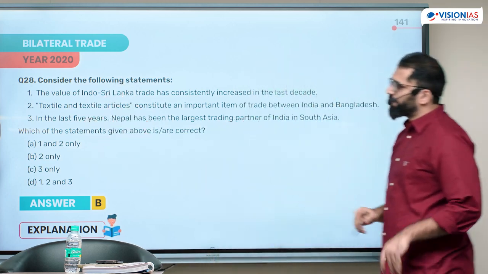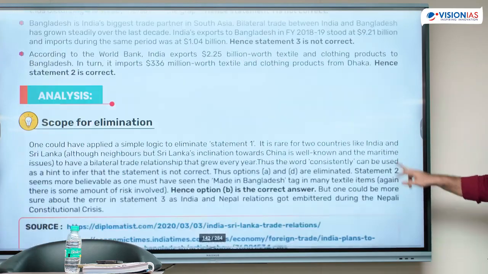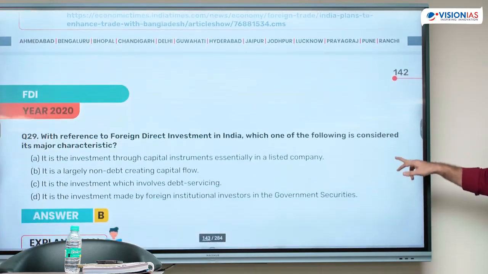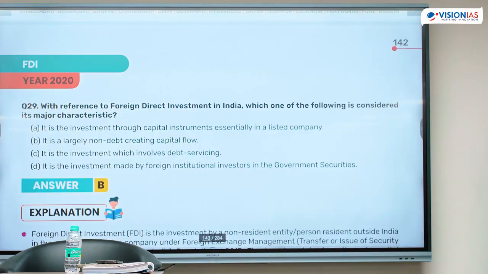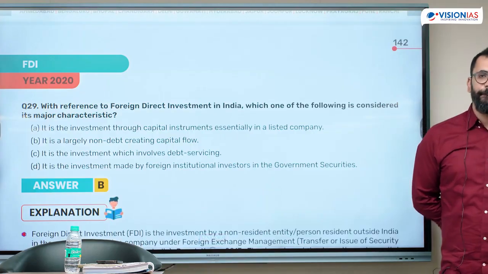The first statement was slightly difficult. Reading the newspaper would help, but it is still difficult. With reference to FDI in India, which of the following is its major characteristic? What is FDI?